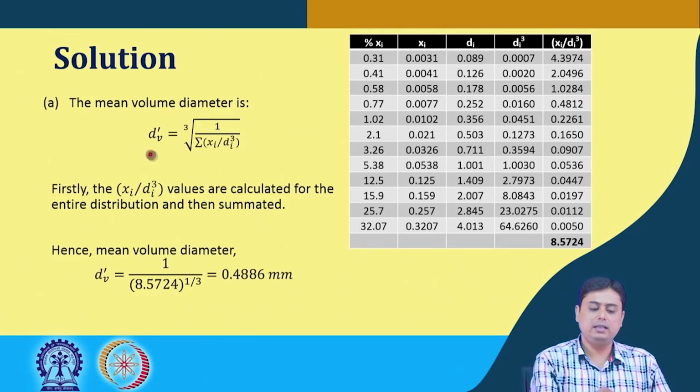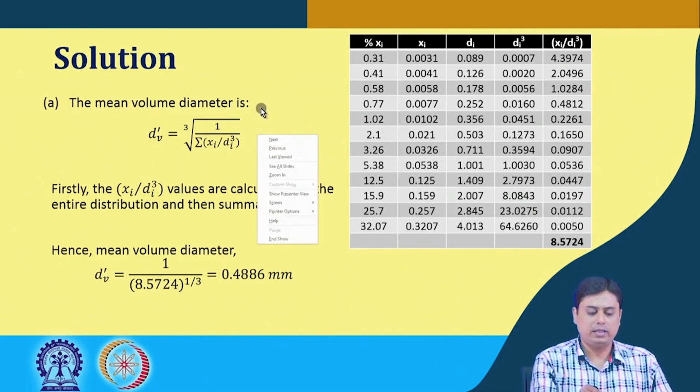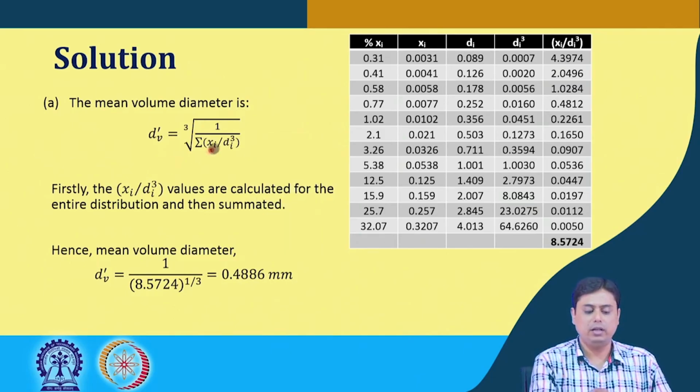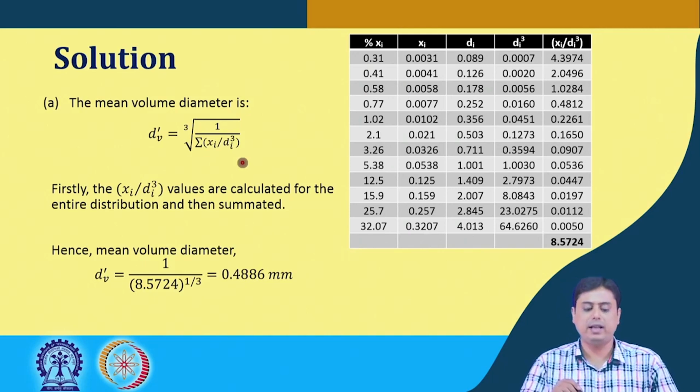We have seen this expression for the mean volume diameter calculation, where x is the mass fraction and d is the diameter of that particular mass fraction. So it is d_i cube. Basically we need the summation of x_i by d_i cube, and then we take the cubic root of one by that whole parameter to get the required diameter.